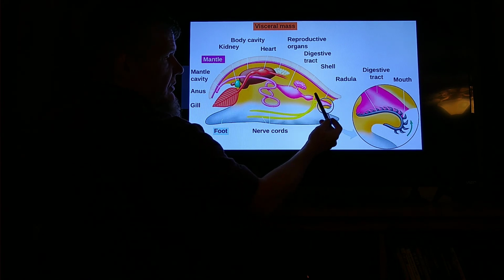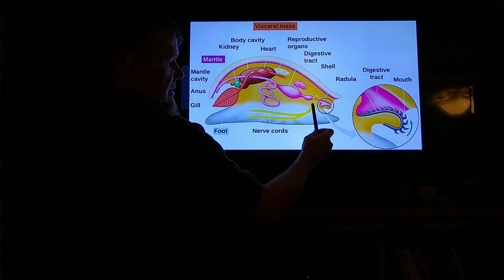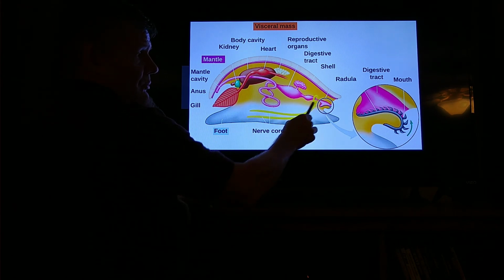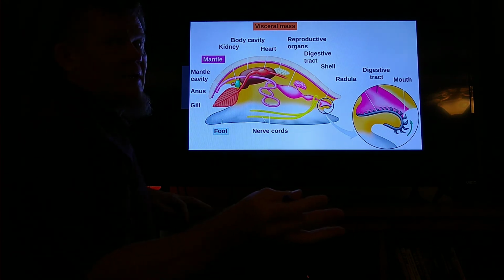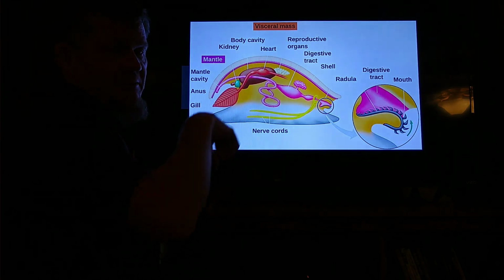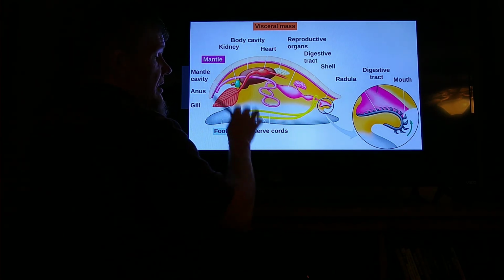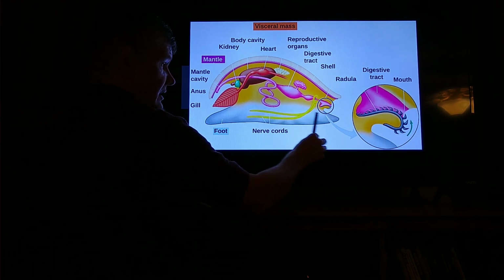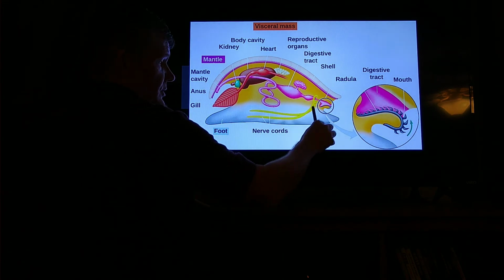I do want you to notice, do you see this little yellow ring right here, and then these two nerve cords coming off? This is the brain. This yellow ring is the entire brain of the mollusk. It's the whole brain for the animal, a ring. And then, similar to the platyhelminthians we looked at just a little bit ago, it's got twin nerve cords. Twin nerve cords that go down that foot. See the foot here? That foot is where the nerve cords go.